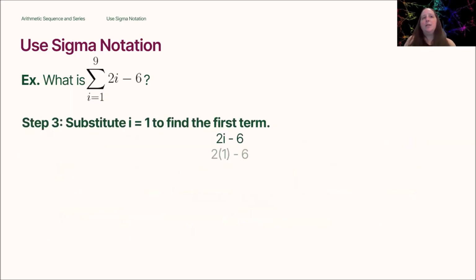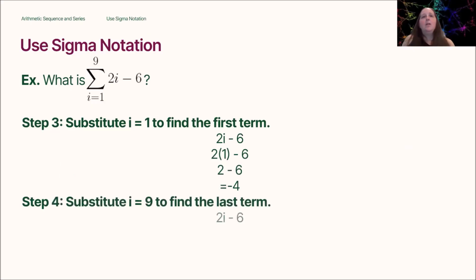So the first thing I want to do is substitute i equals 1 to find my first term. So instead of i, I'm going to substitute 1 in. 2 times 1 gives me 2, minus 6 is -4. So that tells me my first term in my sequence is -4.